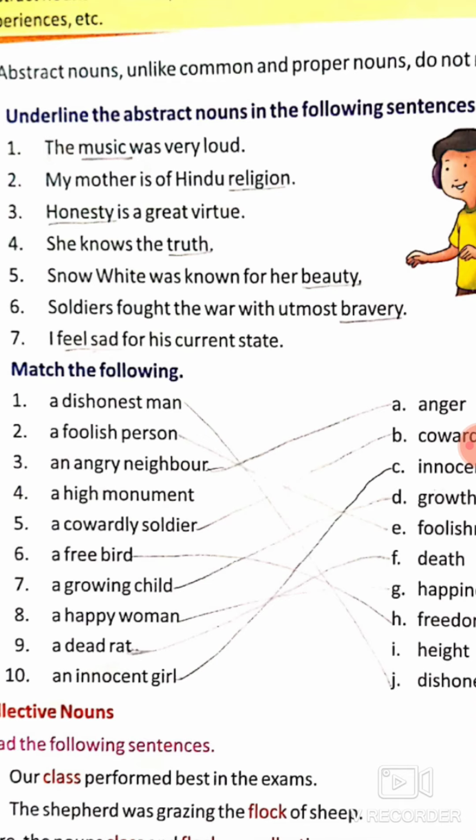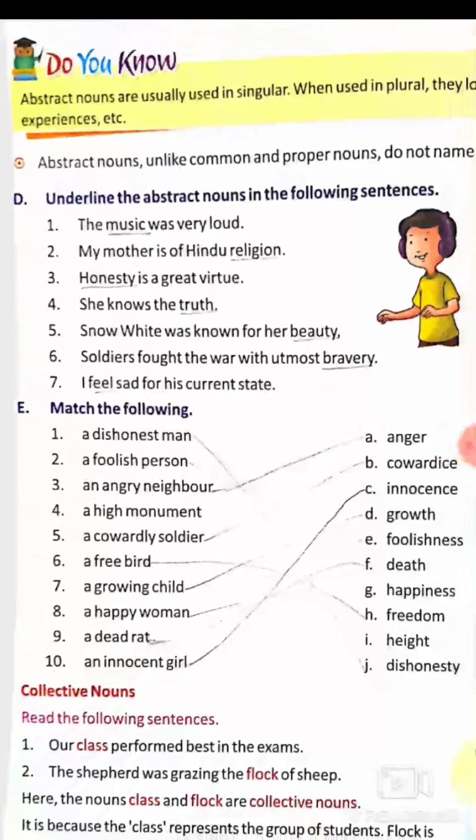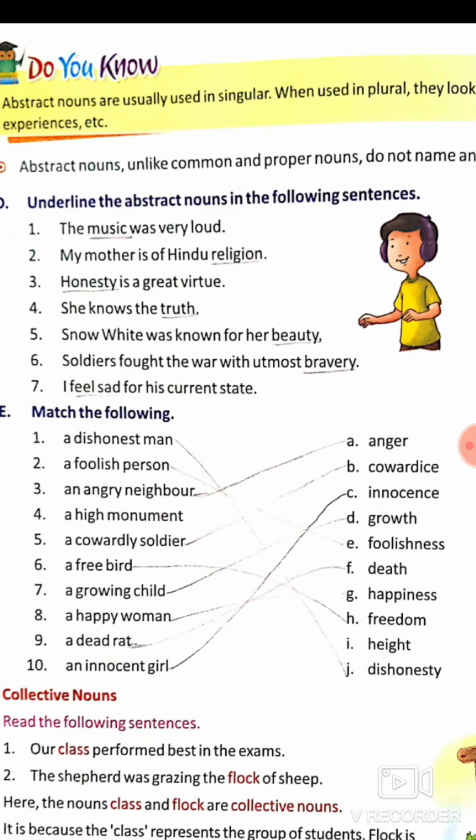She knows the truth. So truth is also an abstract noun. Snow White was known for her beauty. So here beauty is an abstract noun. The rest of the sentences you will do yourself. Match the following in the same manner. Like a dishonest man. So it's an abstract noun, means dishonesty.